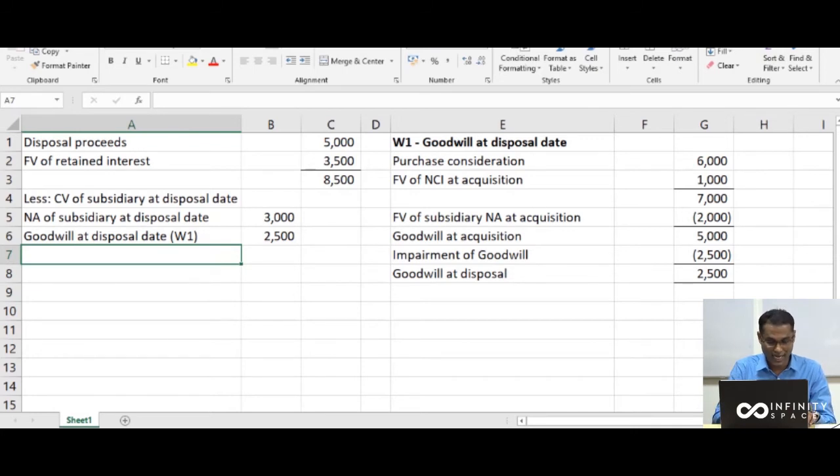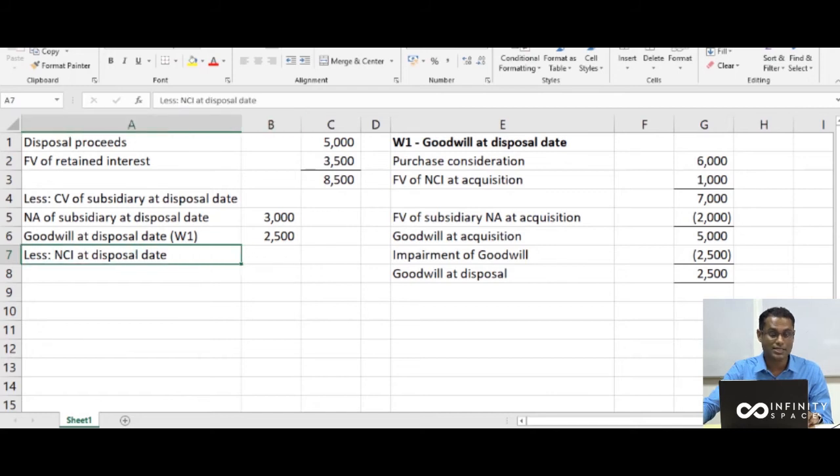So that has to be deducted from this answer. Less, you need to deduct NCI at disposal date, because NCI is a credit balance. Net asset and the goodwill are debit balances. So these debit balances we are taking as plus figures, 3000 and 2500. Net assets means assets minus the liabilities; the net balance is a debit balance. Then the goodwill is a debit balance, you take that as plus. But NCI is a credit balance. That's why we deduct here. You deduct the NCI at the disposal.